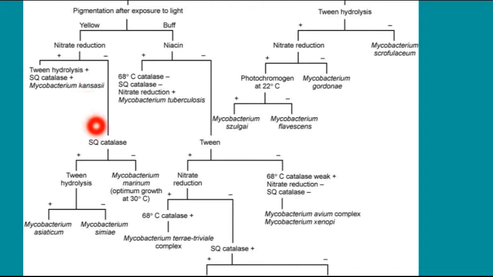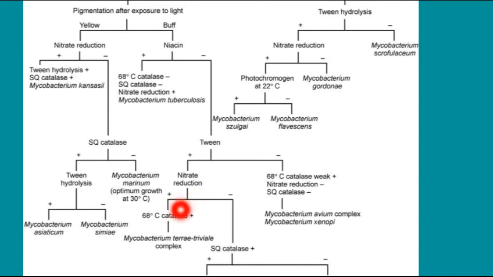Take note, this is formation of yellow pigment. Then you proceed with nitrate reduction test. And if it is negative, you proceed with SQ catalase test. Ganun. And then, after exposure to light, buff pa rin yung kulay niya, you do the niacin test. If it is positive, you do the following, and then if it is negative in 68 degrees C catalase and SQ catalase negative, nitrate reduction positive, it is tuberculosis. Okay? If in niacin negative siya, proceed with twin. That's twin 80. If positive, proceed again with nitrate reduction test.